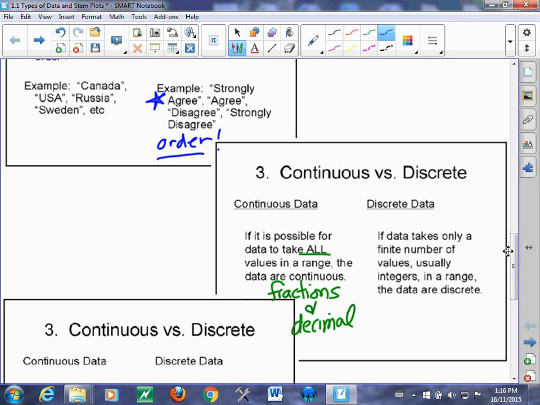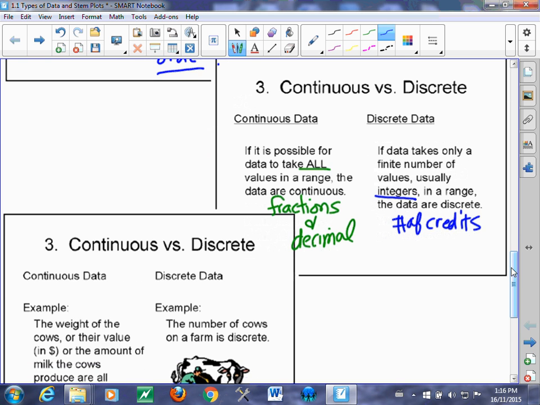Whereas discrete data only takes a finite number of values, usually integers. For example, number of credits. You would have 3 or 4 credits or 3 or 4 courses this year. There's no such thing as a half credit, or number of books on the shelf. So this is what's called countable, so you count them. Just put down here, number of books on a shelf.